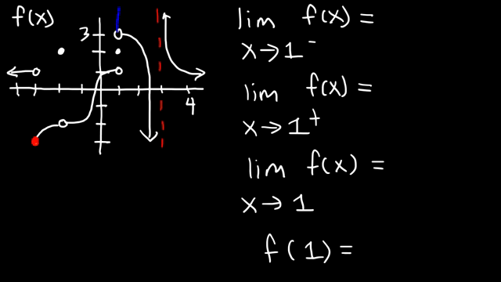So x is 1 anywhere along that vertical line. So if we approach it from the left side, notice that the y value is positive 1 there. And if we approach it from the right side, the y value is 3. So because these two do not match, the limit as x approaches 1 does not exist. Now the function value at 1 is the closed circle, which has a y value of 2.